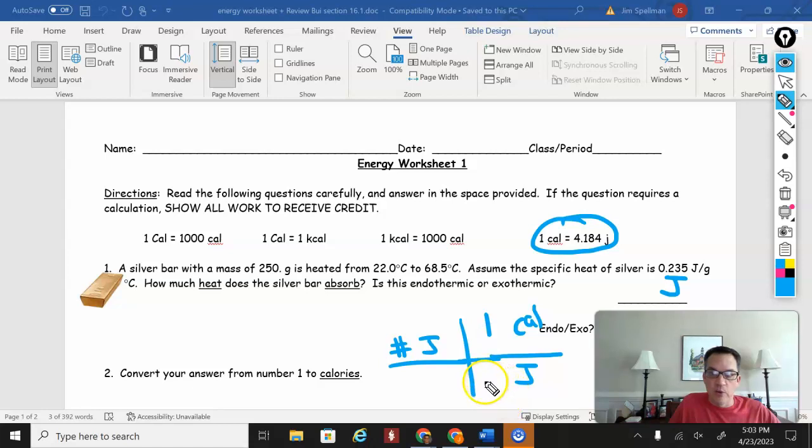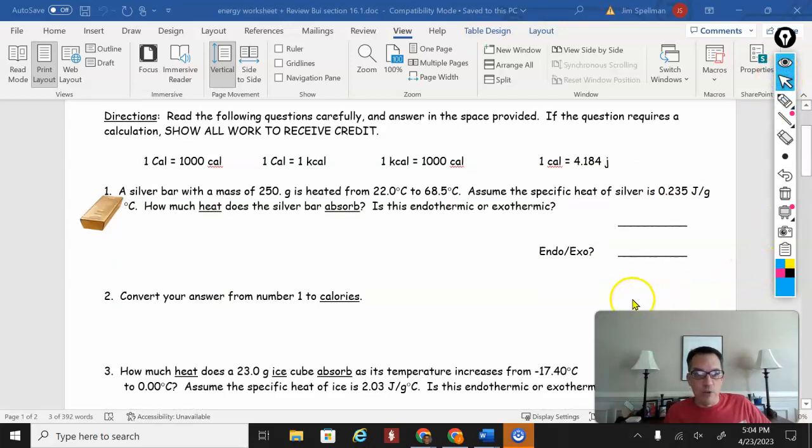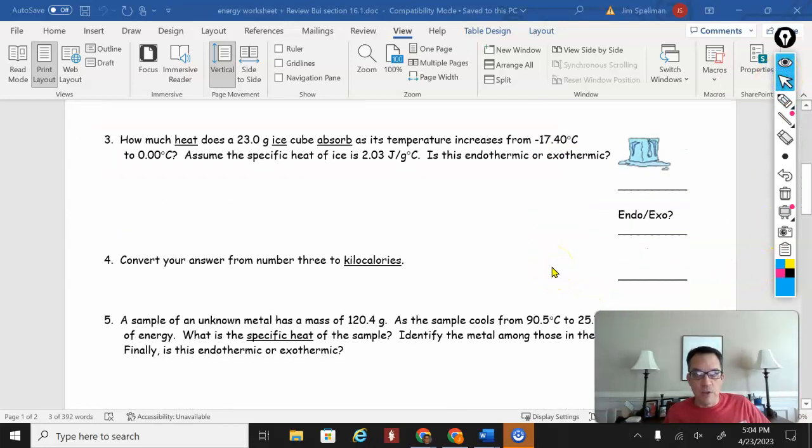And in this case, we've got 1 calorie is equivalent to 4.184 joules. Since this number is going to be on the bottom, whatever your answer was here, you're going to divide it by the number on the bottom, and that's going to give us our conversion on that one. And in that case, your answer is going to be in calories. Please try to make sure that you are answering, not just putting the numbers there, but also putting the units as well. All right, number three, how much heat, that's your Q, does a 23 gram, that's your mass. We have a temperature change, so it's going from negative 17.4 to 0.